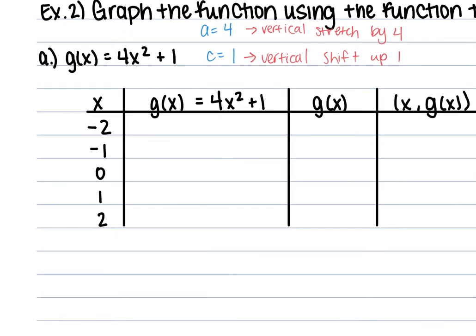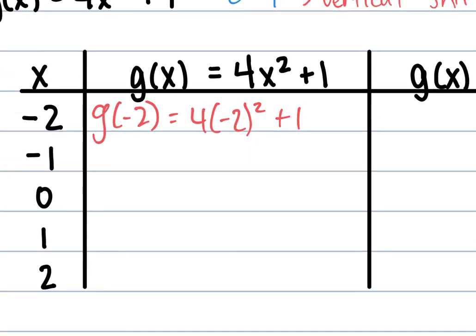All right, so let's take care of business. Let's do the first one, g of negative 2, okay? G of negative 2 is going to be 4 times negative 2 squared plus 1. All right, now we've got some stuff going on. What do I take care of first, Cody? You take care of the parentheses, so you square 2, this will be 4, and then you multiply 4 by 4, which is 16, and add 1.